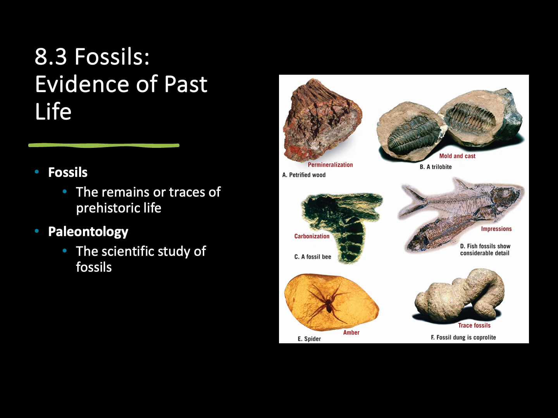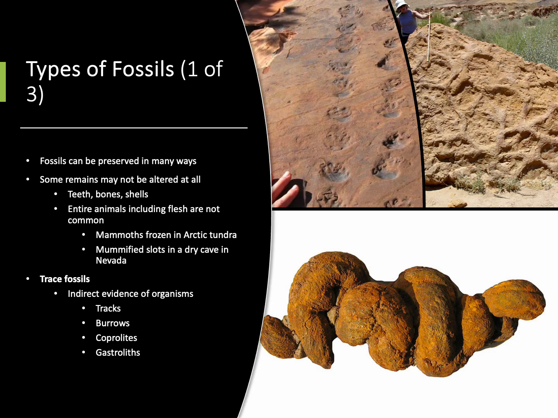And we're going to see that there are about 6 different types of common fossils that we're going to talk about in detail. These are permineralization, mold and cast, carbonization, impressions, solidified in amber, and trace fossils. But if you were like me and you watched Jurassic Park as a child, you probably wanted to be a paleontologist. Paleontology is the study of fossils. But we're going to see that fossils can be preserved in a lot of different ways.